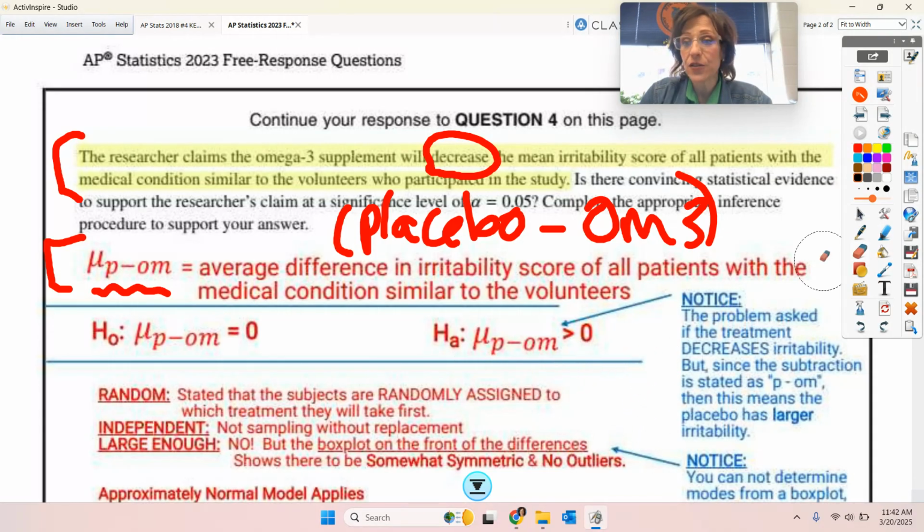Okay, so the way they guided you, and I know they did this on purpose to check and see if you really understood the direction and what the average was indicating. If you're doing placebo minus the omega-3, then that means the placebo, the one that's coming first, has greater irritability than the omega-3, okay? Because we want to see if the omega-3 decreased it. In other words, the placebo is greater. So that's why this is a greater than sign here and not a less than sign. Tricky, tricky, tricky. All right?